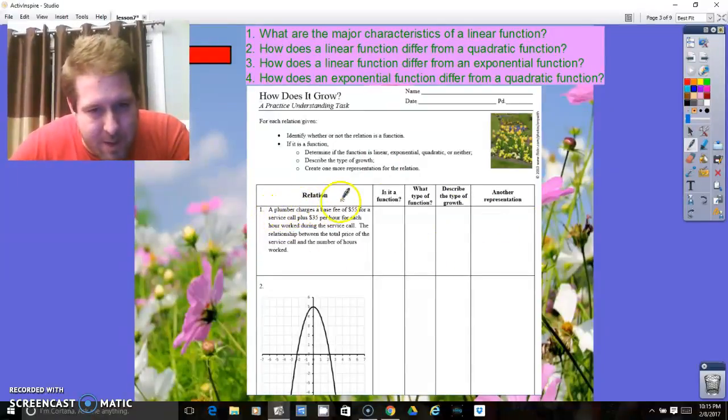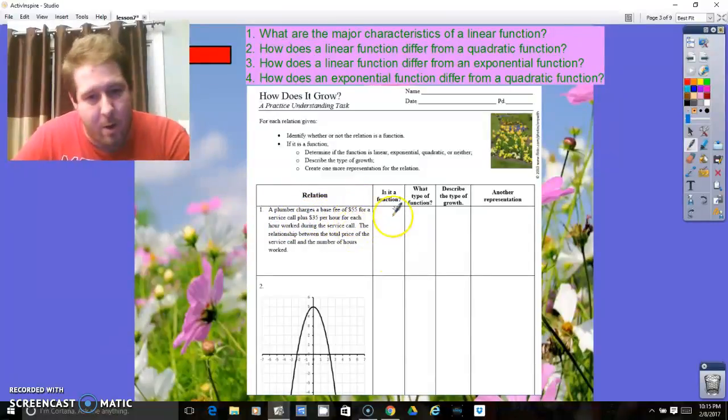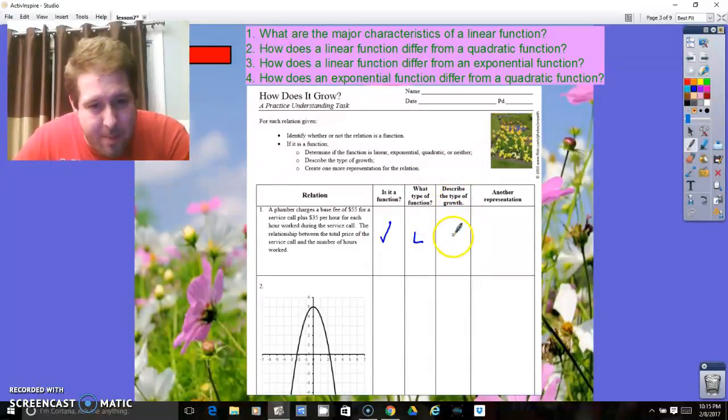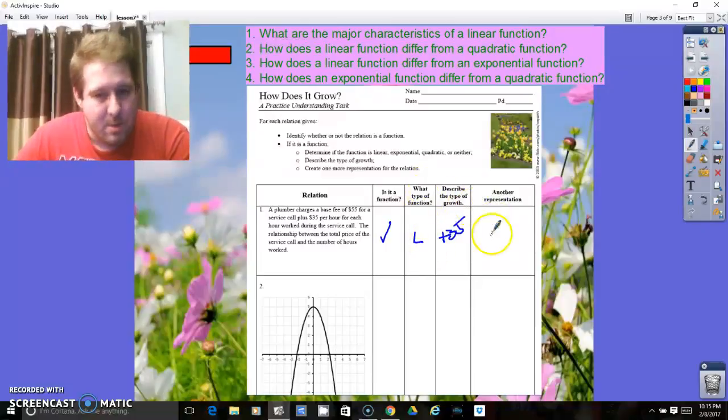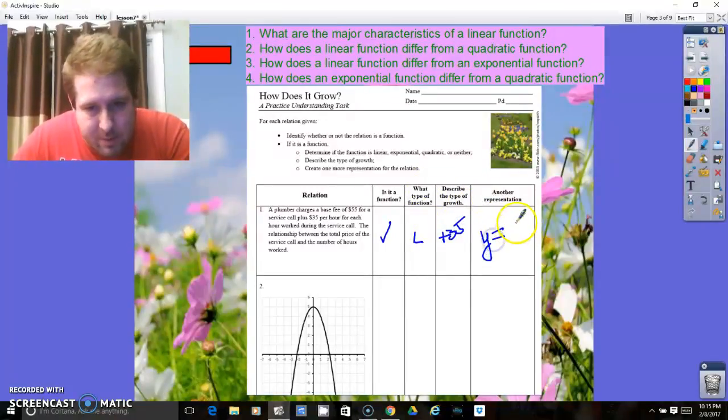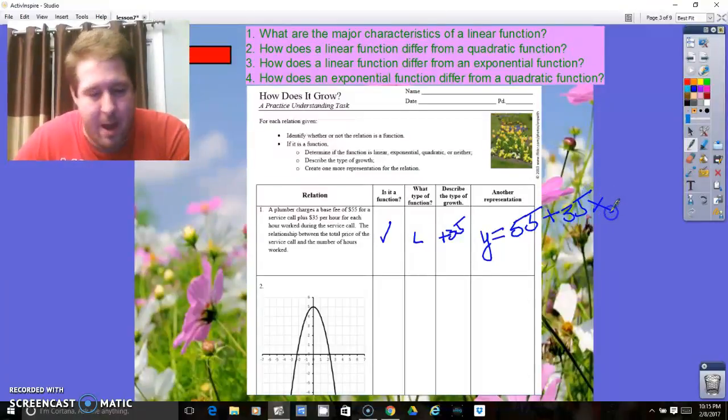It says a plumber charges a base fee of $55, plus a service call costs $35 per hour. So that would be 35x plus 55. Is it a function? Yes, it is. What type of function is it? It is linear. What type of growth would that be? Plus 35 is the pattern. So you've got y equals $55 to begin with, plus $35 per hour.